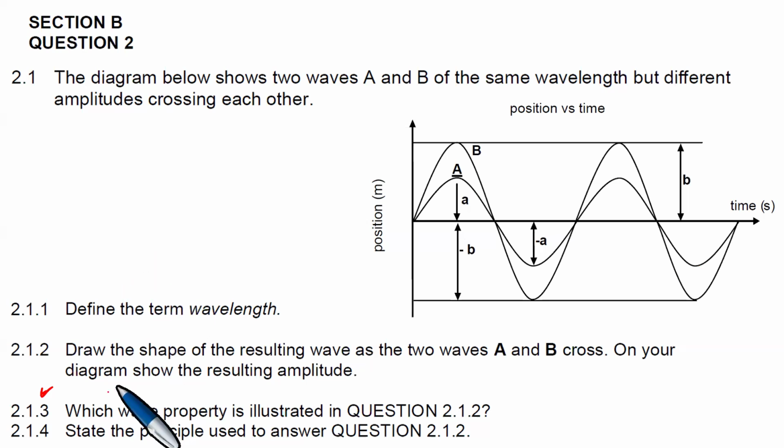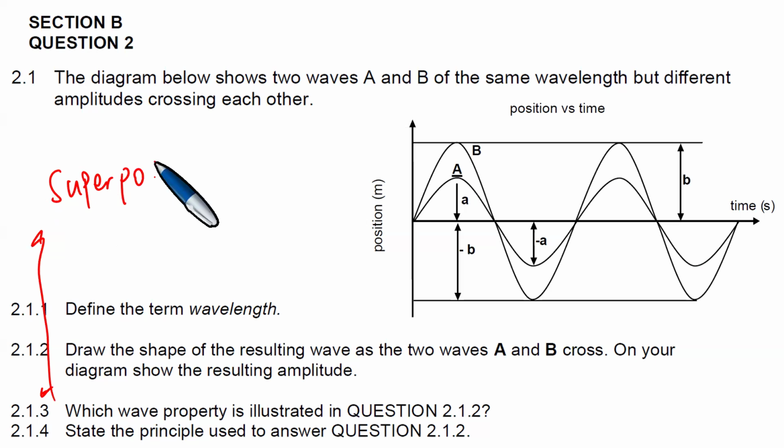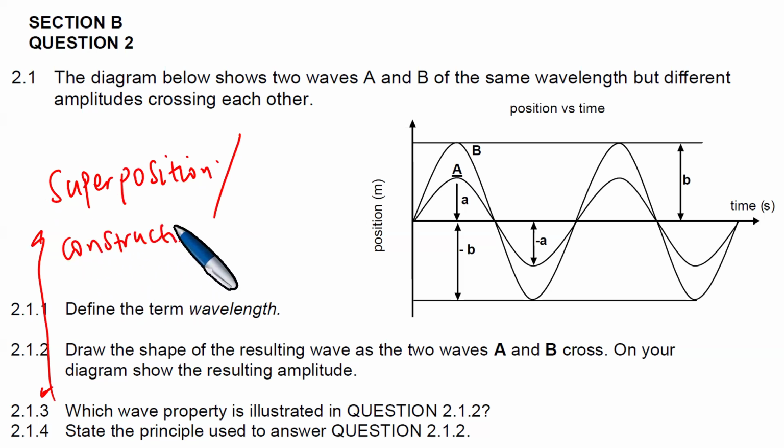So the wave property is called superposition. If you don't want to say superposition, you can say constructive interference.